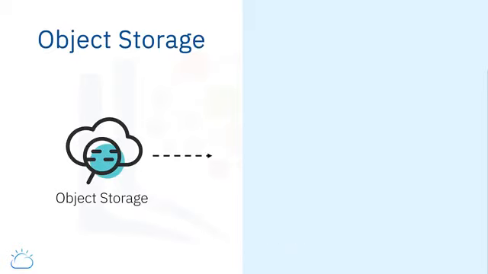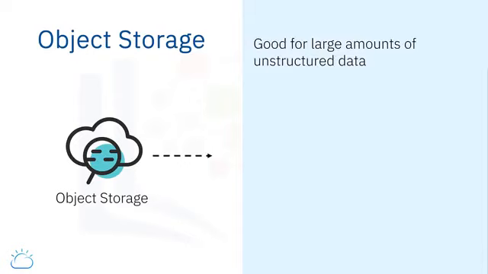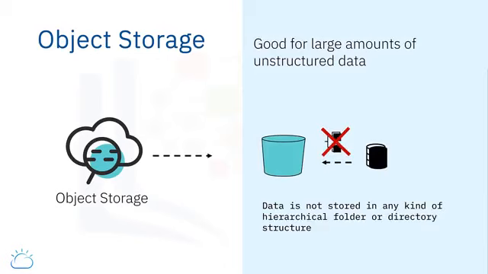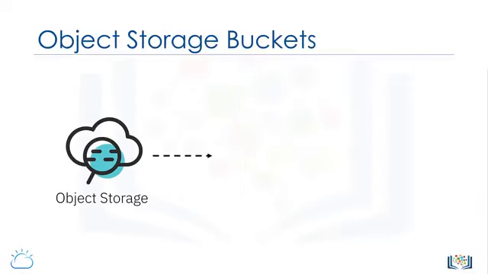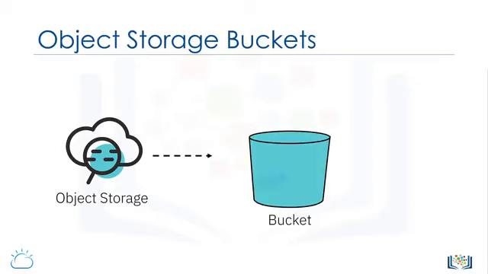So when would you use object storage? Well, object storage is great for storing large amounts of unstructured data. By unstructured, this means that the data is not stored in any kind of hierarchical folder or directory structure. Object storage uses buckets, and objects are stored within these buckets in a structurally flat way. A bucket is a bit like a folder, in the sense that you can give them meaningful names, and of course have different buckets for different object types, but you cannot place a bucket within a bucket.